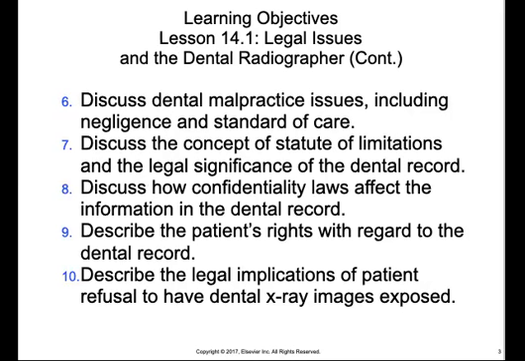We'll discuss the patient's rights with regard to the dental record and describe the legal implications of patients' refusal to have dental x-ray images exposed. This is my favorite one.